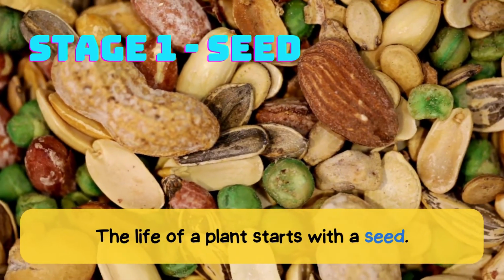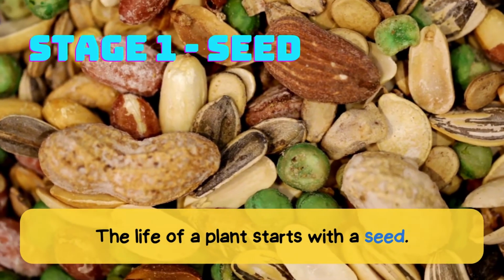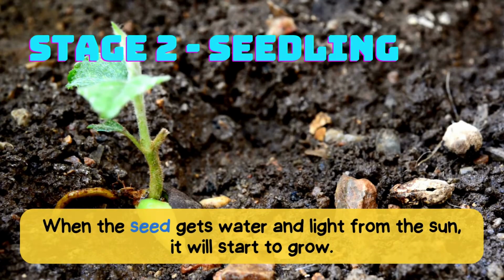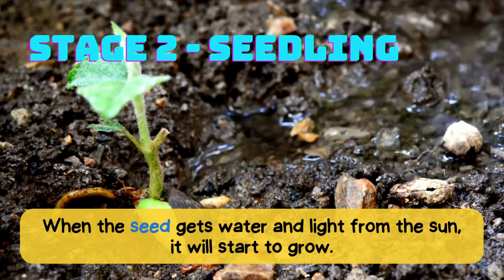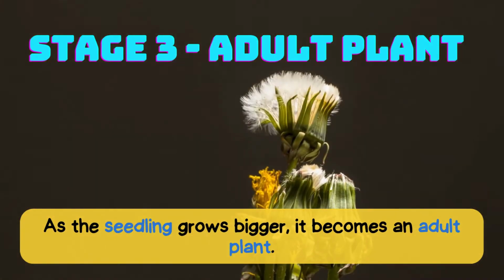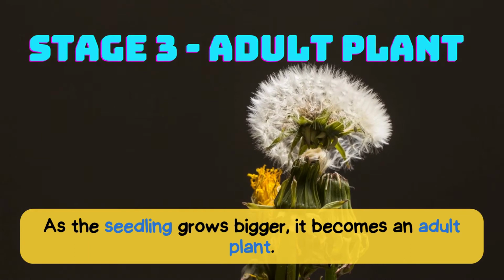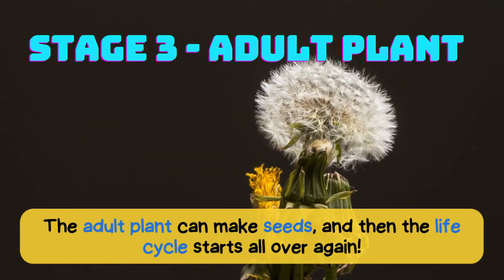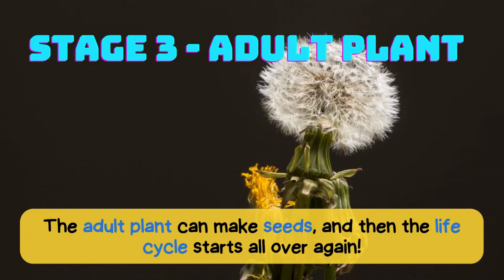Stages of the plant life cycle. Stage 1. Seed. The life of a plant starts with a seed. Stage 2. Seedling. When the seed gets water and light from the sun, it will start to grow. As the seedling grows bigger, it becomes an adult plant. The adult plant can make seeds, and then the life cycle starts all over again.